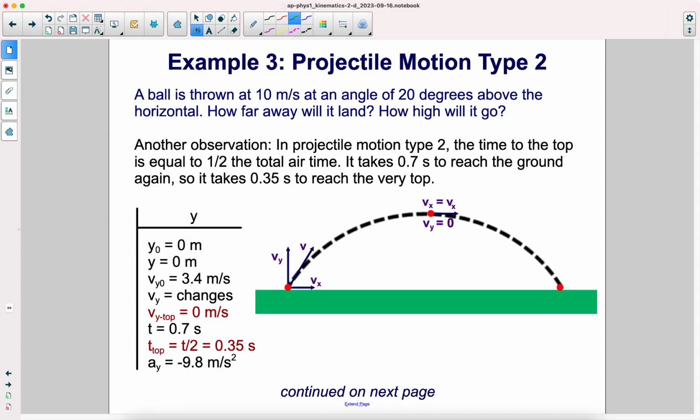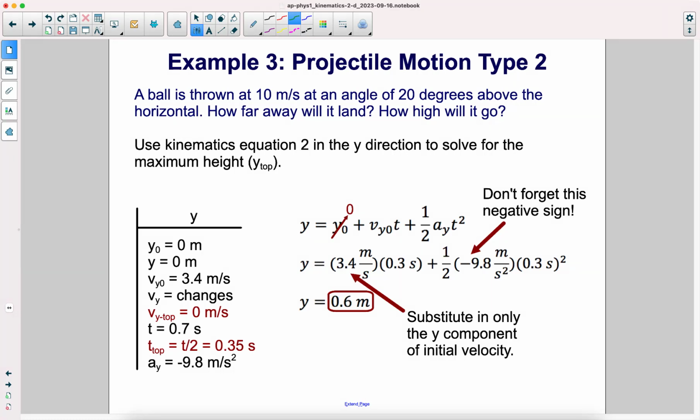Another observation, in projectile motion type 2, the time to the top is equal to 1/2 the total air time. It takes 0.7 seconds to reach the ground again. Therefore, it takes 0.35 seconds to reach the very top. Use kinematics equation 2 in the y direction to solve for the maximum height, y at the top.